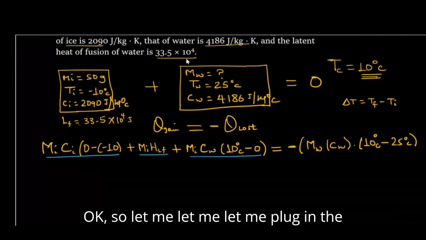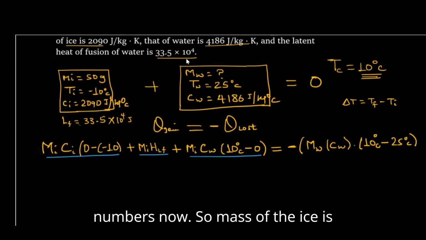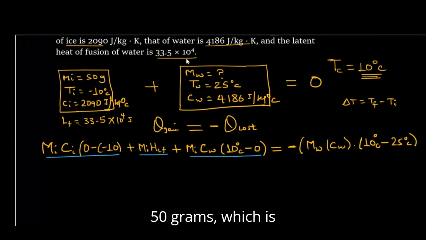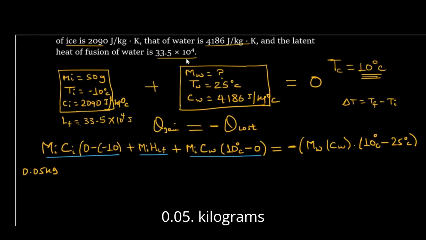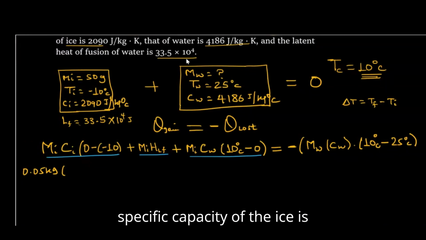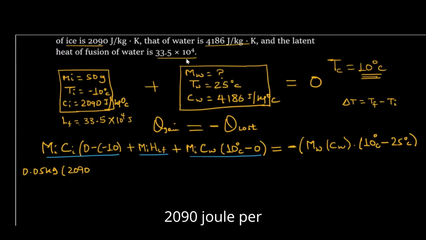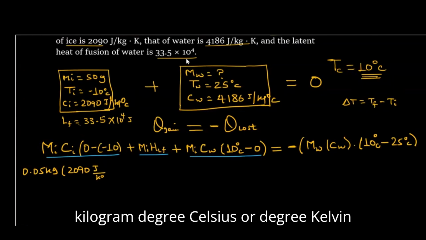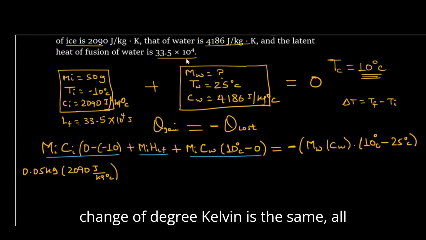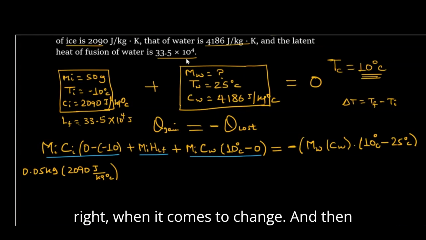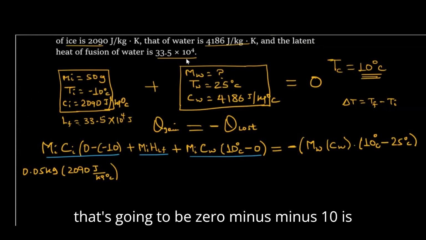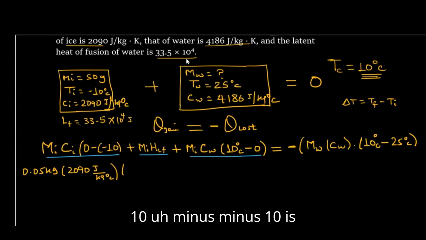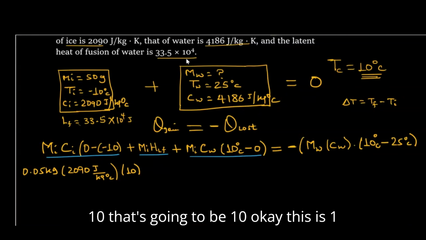Okay, so let me plug in the numbers now. The mass of the ice is 50 grams, which is 0.05 kilograms, in other words. And then the specific heat capacity of the ice is 2090 joules per kilogram degree Celsius or degree Kelvin, because a change in degree Celsius is the same as a change in degree Kelvin when it comes to change. And then that's going to be 0 minus negative 10, which is plus 10. That's going to be 10. Okay, this is the first term, plus.